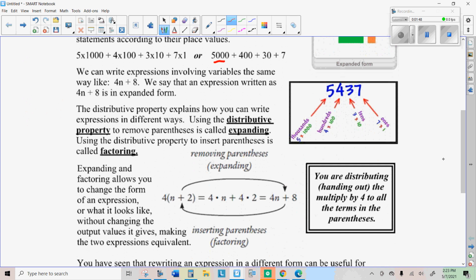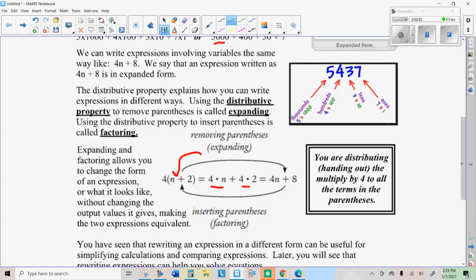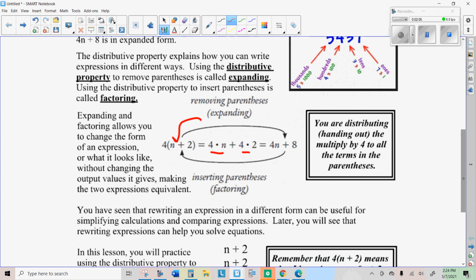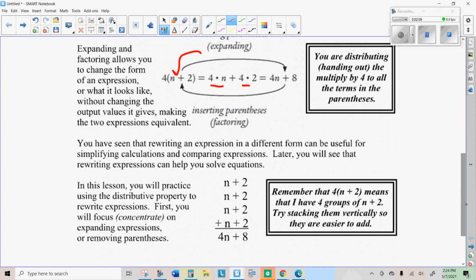Okay? And we're going to use the distributive property to expand and then also to factor, to put it in factored form. All right? Today we're going to just get really good at expanding, and then on the next day's lesson we will learn how to go backwards and go from expanded form to factored form.